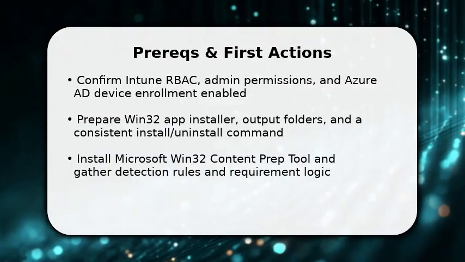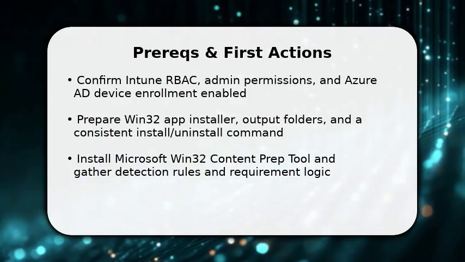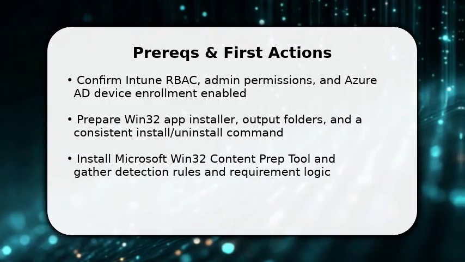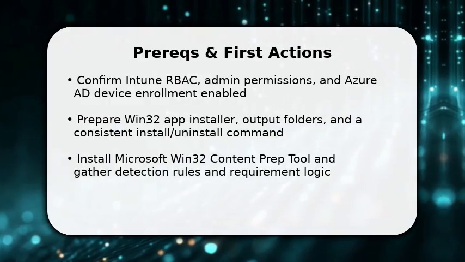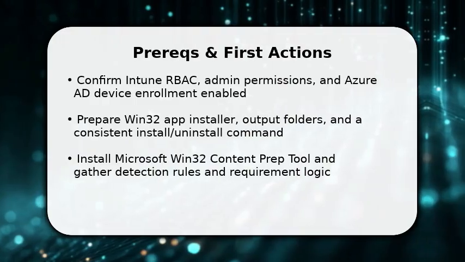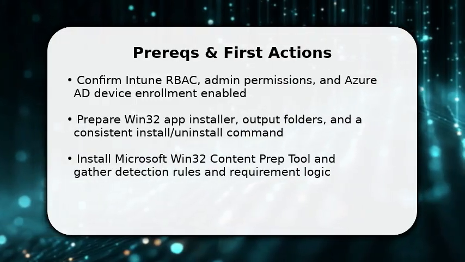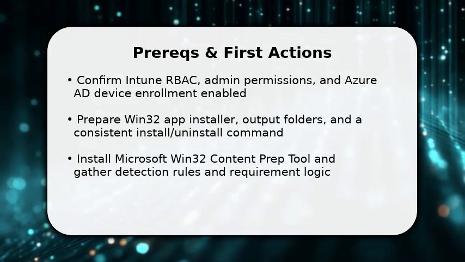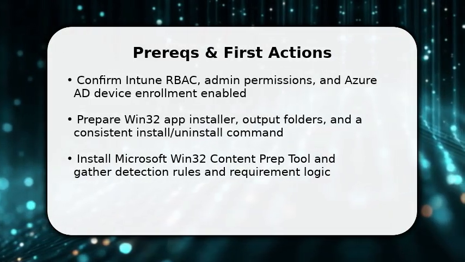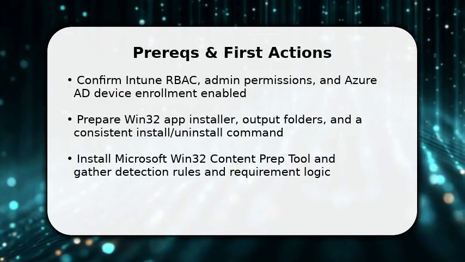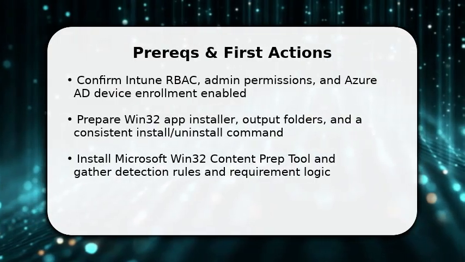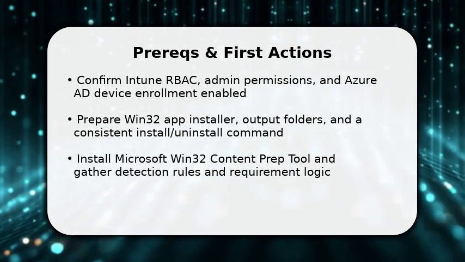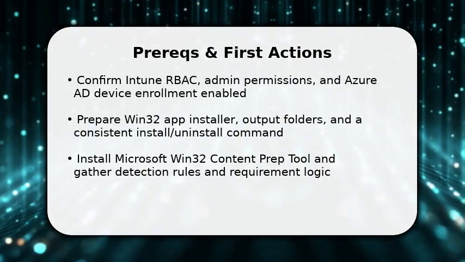You start by validating prerequisites. Ensure you have Intune admin rights and devices enrolled in Azure AD. Next, prepare the Win32 installer package and create clear install and uninstall commands so Intune can run them silently. Once done, use the Microsoft Win32 content prep tool to wrap the installer into an Intune Win file. This creates the payload and saves bandwidth. Make sure to also draft detection rules and requirement checks now, so deployment won't fail later during targeted installs.